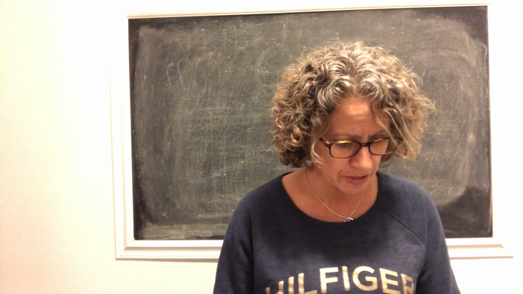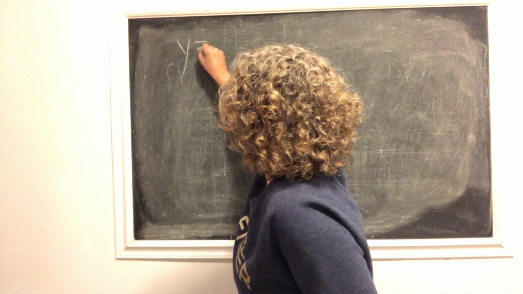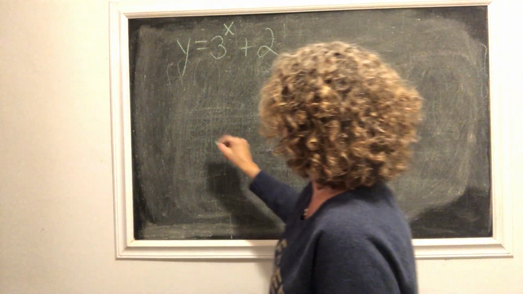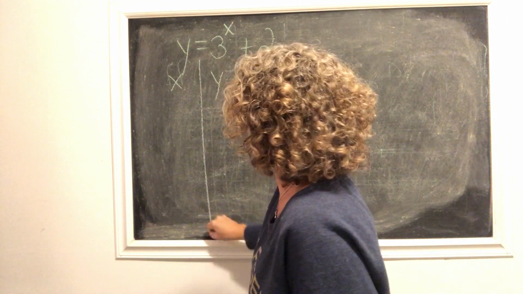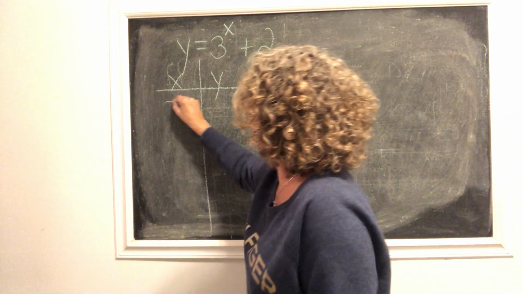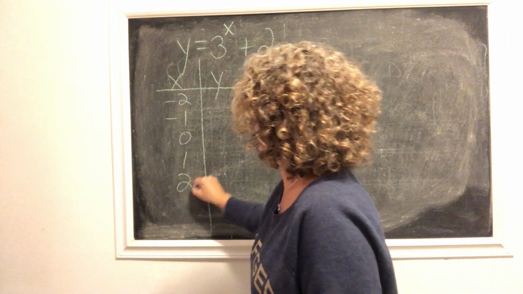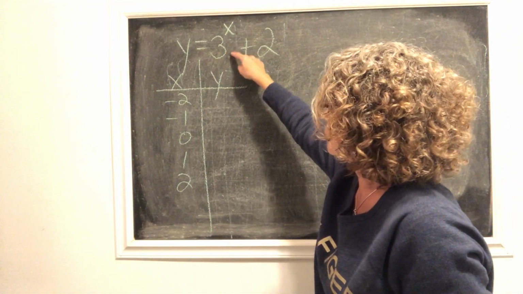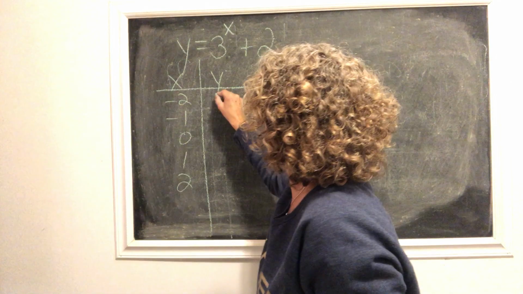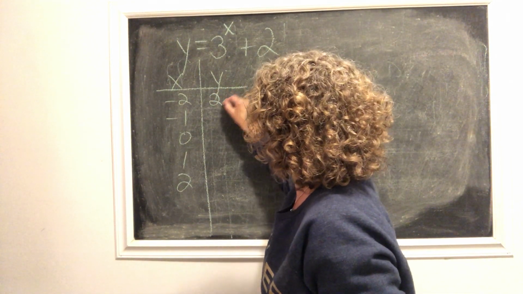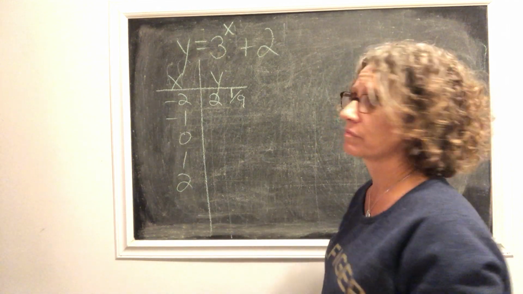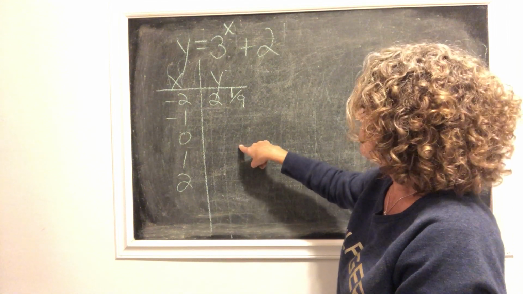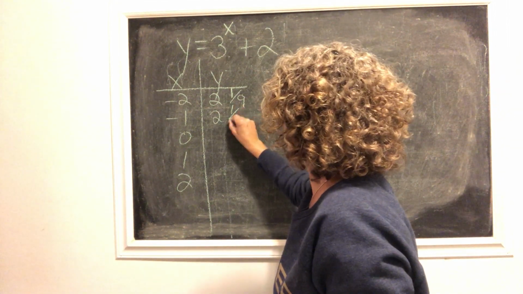So for the first shift, I'm going to take the same function, 3 to the x, and I'm just going to add 2 at the end. So now every function value is going to change by 2 units up. So let's watch what happens. I'm going to use the same values, plug them in. 3 to the negative 2 is 1 over 3 squared, and 1 over 3 squared is 1/9. But then when I add 2, it's 2 and 1/9. 2 plus 1/9. 3 to the negative 1 is 1 over 3. Add 2, and I get 2 1/3.